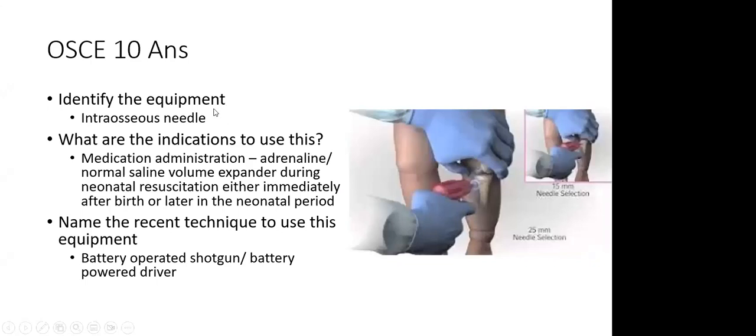Okay, the equipment is an intraosseous needle. It is used mainly for adrenaline or volume expansion during neonatal resuscitation, especially when it is happening later in the newborn period, because we do not have an umbilical line and it might have got shriveled. So the recent technique would be to use a battery-operated shotgun or battery-operated driver.